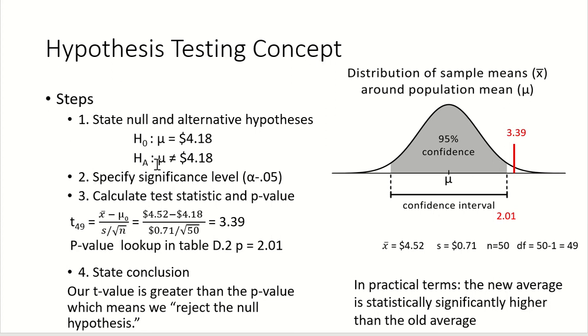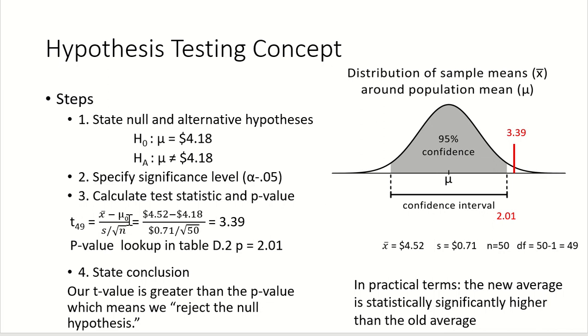Very similar formulas. First of all, state the hypothesis. The null hypothesis is nothing changed. Alternative hypothesis is something did change. We're using a significance alpha of 0.05, but you can see we're doing a two-tail. We're not saying that it is greater than 4.18, and we're not saying that it's less than 4.18. We're just saying that it's not 4.18. So that means with a 95% confidence interval, I have 2.5% in this tail, because I'm looking at the overall 5%, 2.5% in this tail.